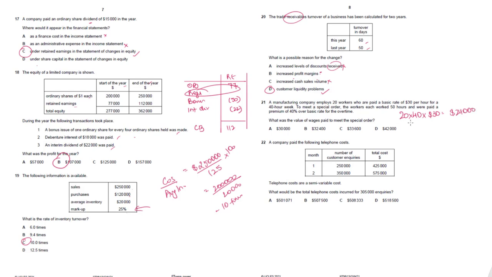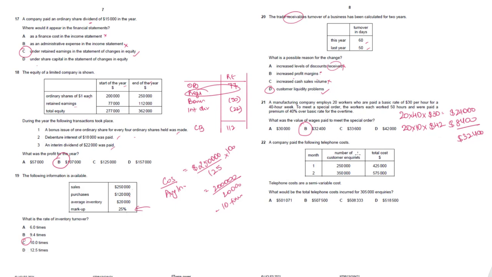On top of that, they were also paid the bonus. They worked 10 hours extra. So 20 workers into 10 hours into 40% premium. So $30 per hour plus 40% of that, 12. So 42. So we have 8,400 as the bonus. So total 32,400, 21B.